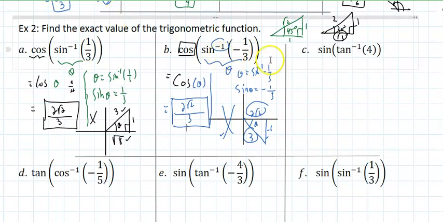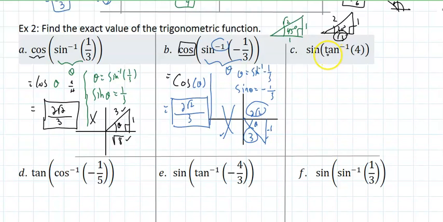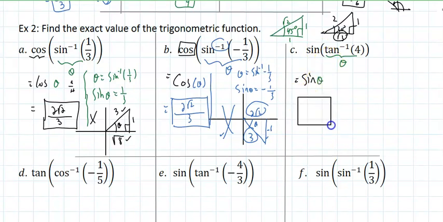Continuing on, if I get to problem C, this is an angle. That's always what it is. I'm taking the sine of an angle, and I know that's a ratio. That is, in a right triangle, that is the opposite over the hypotenuse.